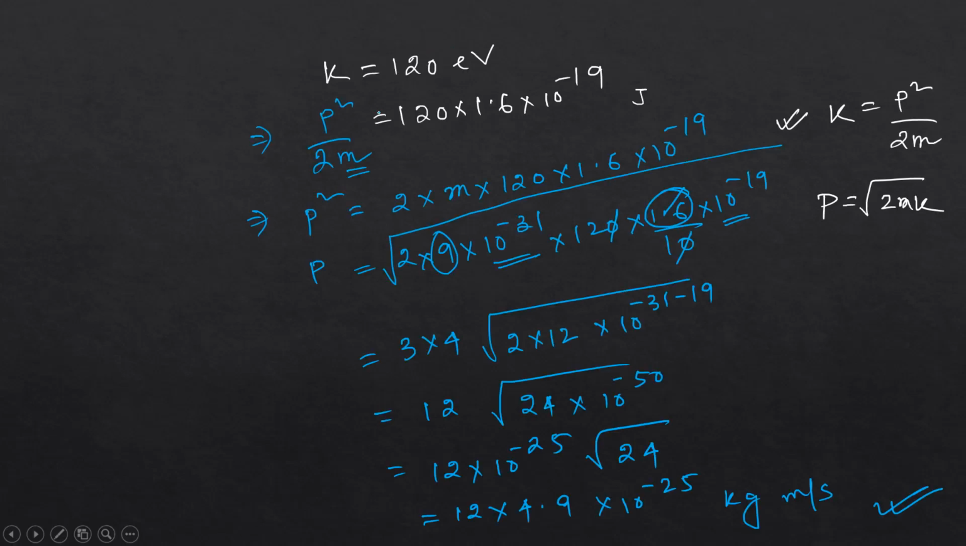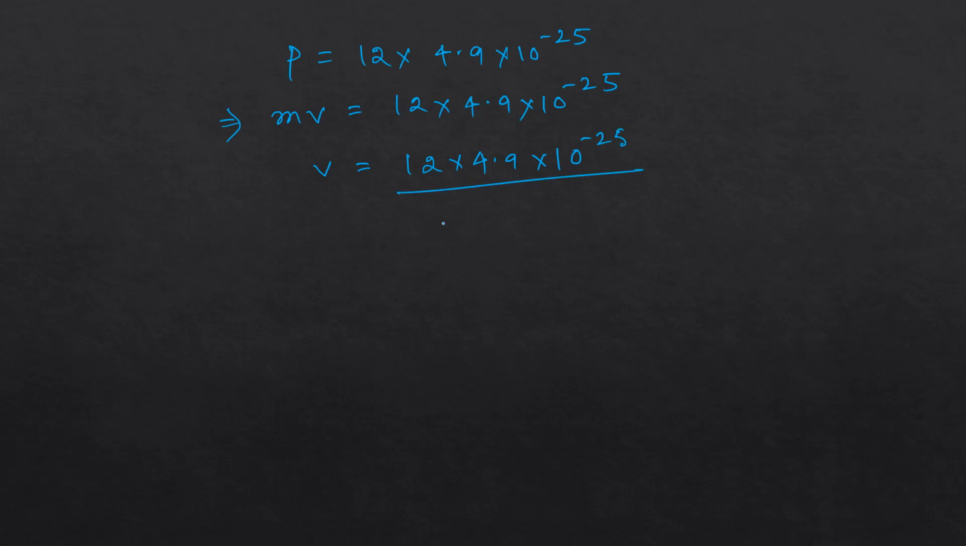So P equals 12 into... it was how much? 4.9 into 10 to the power minus 25. Okay, so 4.9 into 10 to the power minus 25. So P is equal to what? It is mass into velocity, that is 12 into 4.9 into 10 to the power of minus 25. So in this case we can find out the value of V. It is 12 into 4.9 into 10 to the power minus 25 divided by the mass of electron.